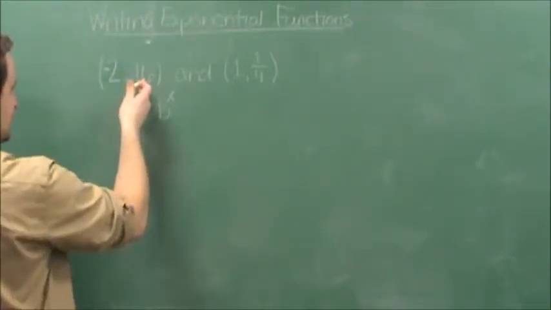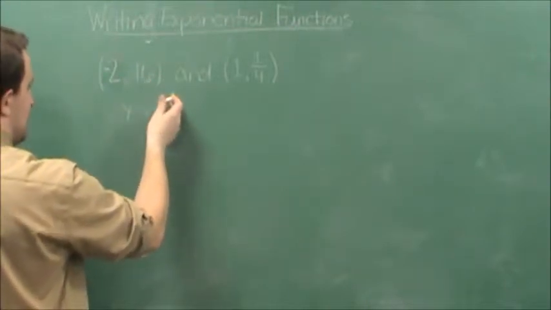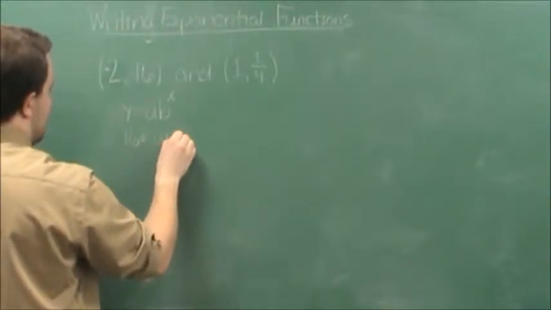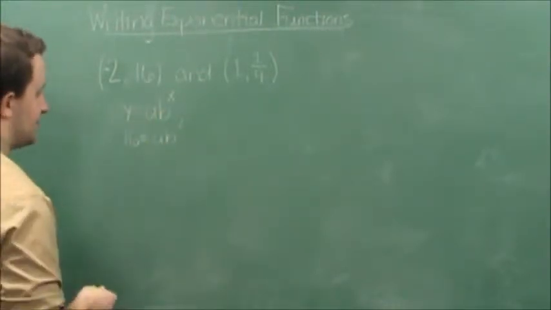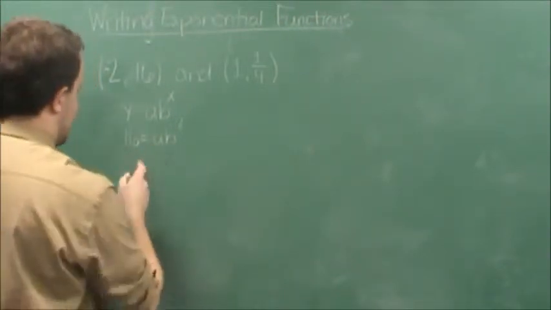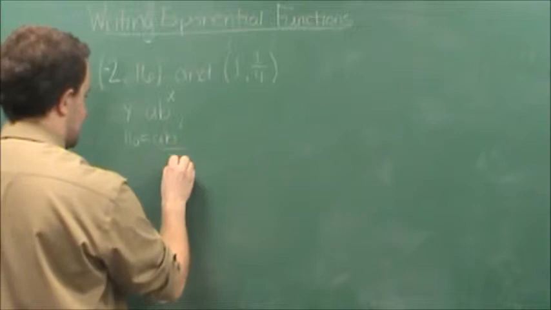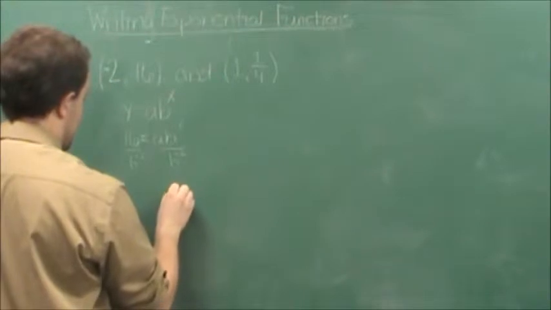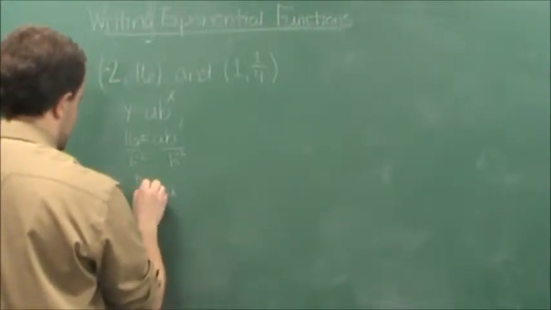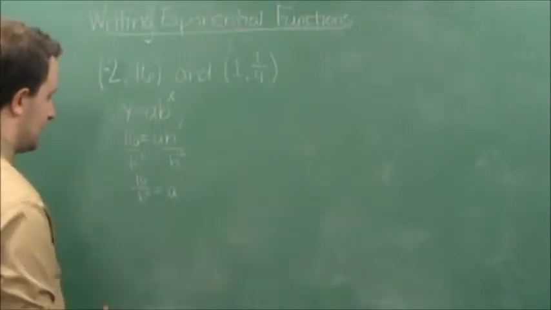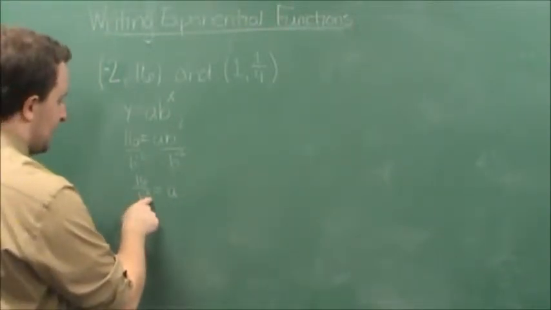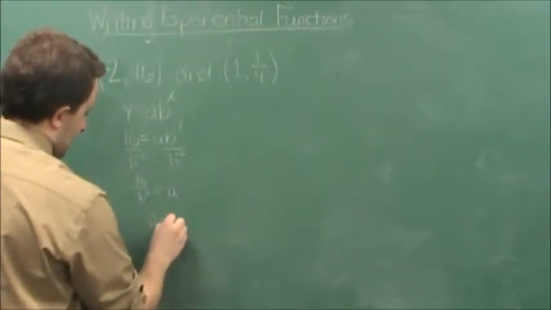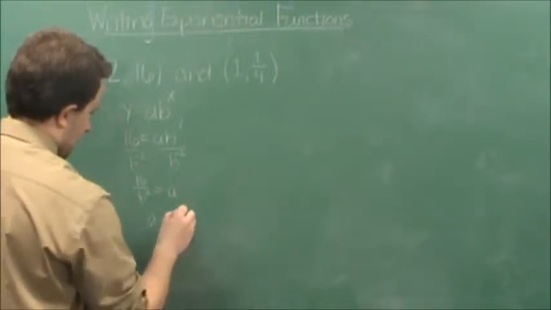Wherever I see a y, I'm going to replace it with 16. Wherever I see an x, I'm going to replace it with -2. So we get 16 equals ab to the -2. The first step said we had to solve for a. Well, to solve for a, divide both sides by b to the -2 power, and you get a is equal to 16 over b to the -2. We have a negative power in the denominator, so all that does is bring it right back up to the numerator. We're left with a is equal to 16b squared.